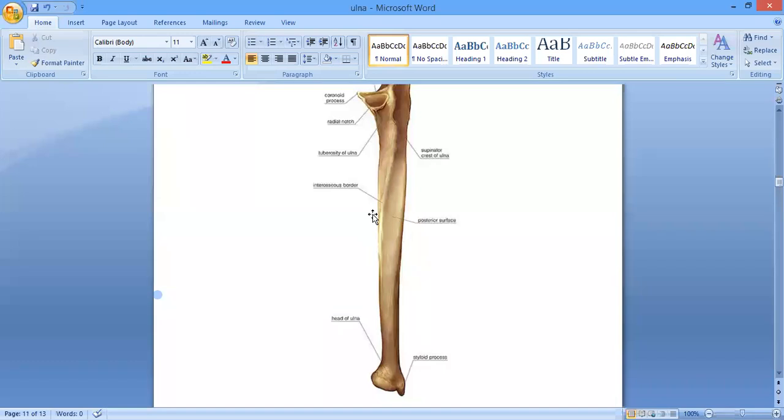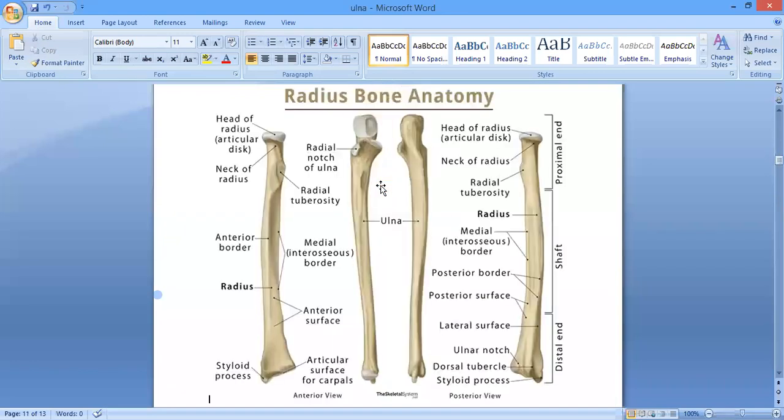Right? तो प्रॉब्लम तो नहीं है. And as you know that this interosseous border है, तो यहाँ पे क्या चीज अटैच होगी जी? Interosseous border पे क्या चीज अटैच होगी बच्चे? Interosseous membrane. Interosseous membrane, right? It's being given to the interosseous membrane. Okay, very good. Now we're going to talk about the surfaces one by one.